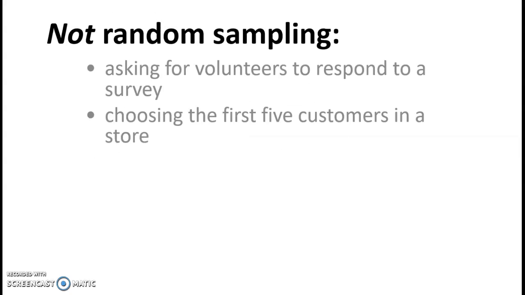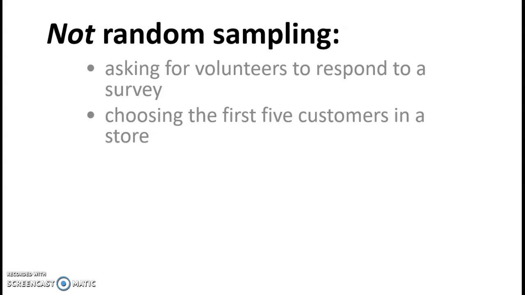Some things that are not good. We want to stay away from these. Asking for volunteers to respond to a survey. Yeah, a lot of people can tell you no, they don't want to answer it. Usually the people that answer a voluntary survey sample are the people who are extreme. They are really, really happy or really, really mad. The people in the middle, we don't hear from. So we don't really have an idea of how to compare those. So we have to just be aware of that.